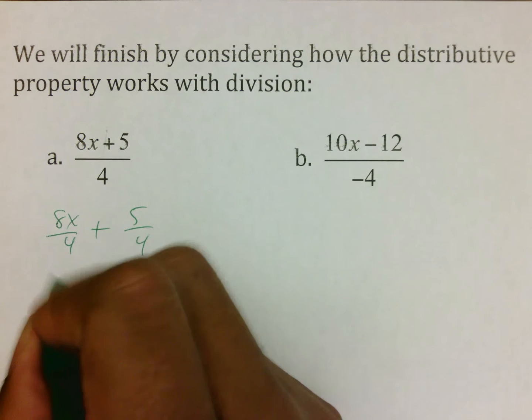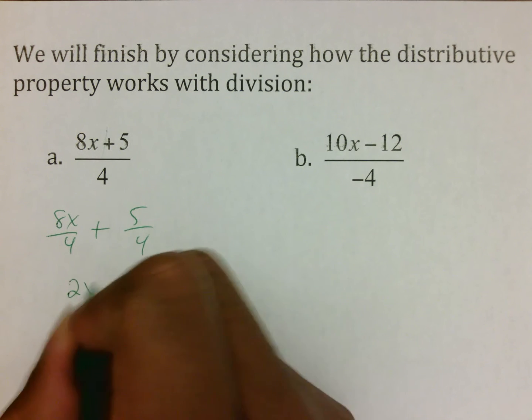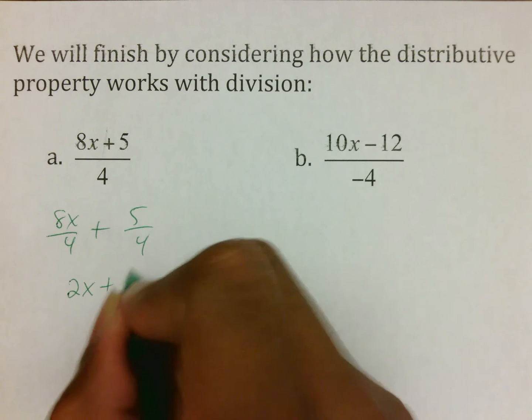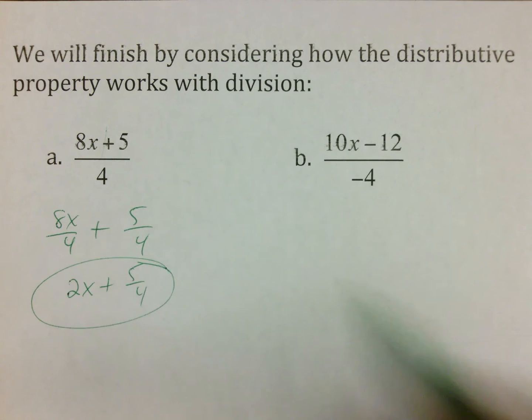8 divided by 4 is 2 with an x attached. I can't do anything with 5/4. That is my answer, 2x plus 5/4.